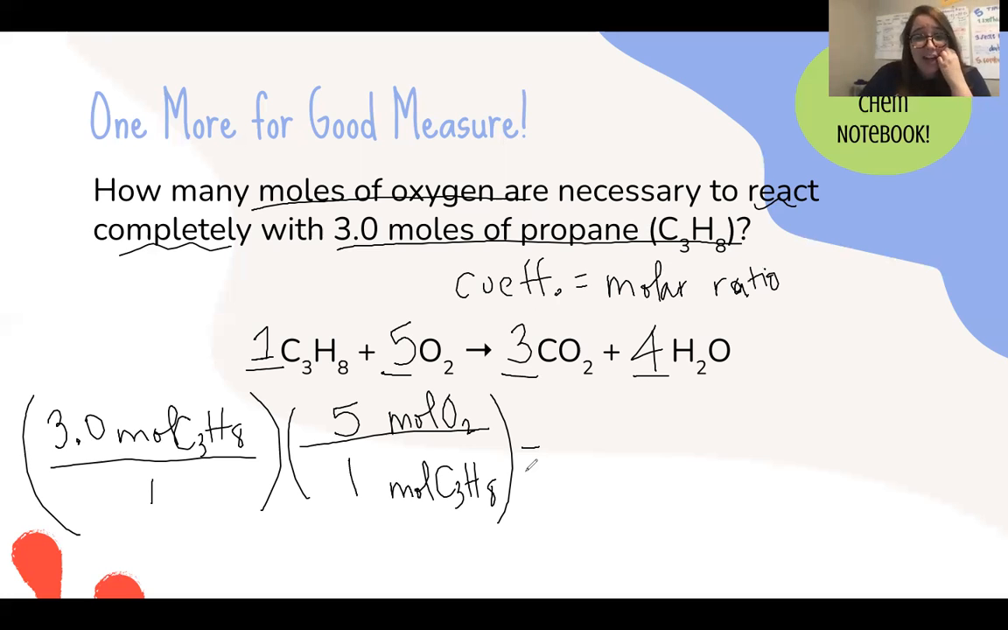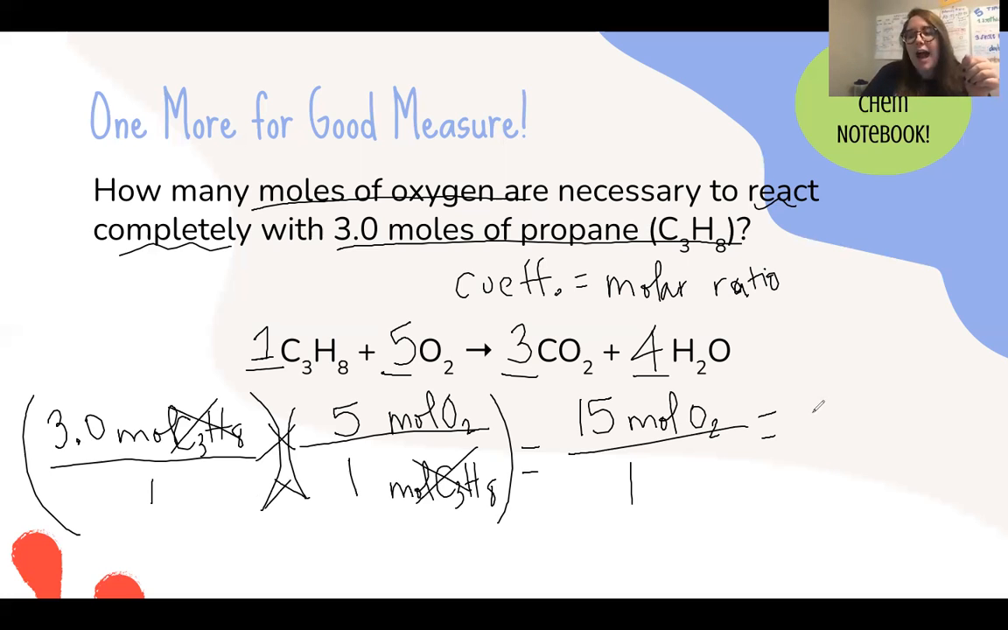So now we can double check and we can see that we have moles of propane on top and moles of propane on the bottom. That means what goes up must come down. Those two cancel out. So now I need to multiply all the way across the top. So I do 3.0 times 5. I get 15 moles of O2. Now I need to multiply all the way across the bottom. I do 1 times 1. I get 1. And now I need to divide 15 moles of O2 by 1. We get 15 moles of O2.